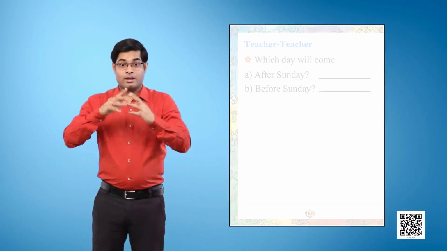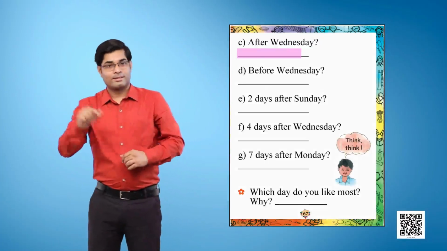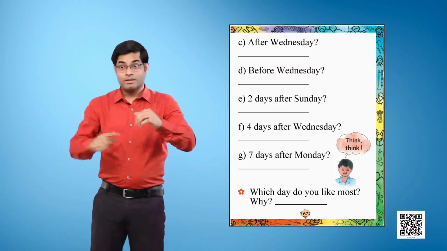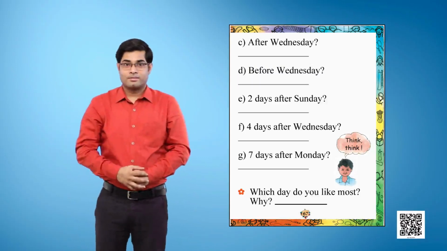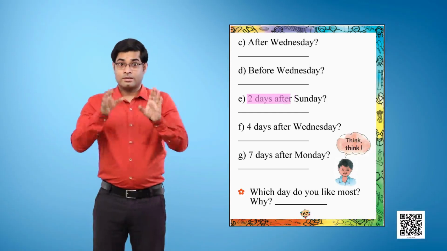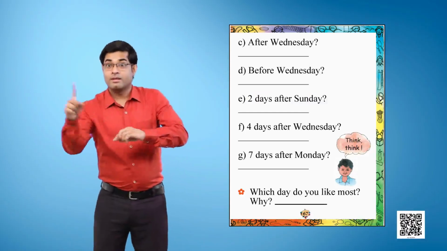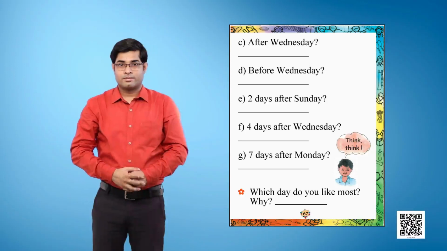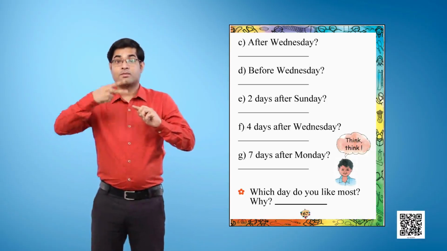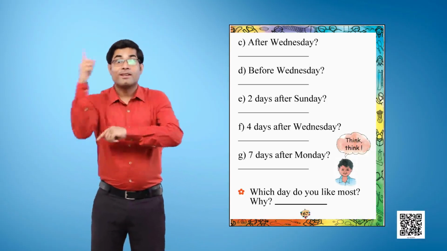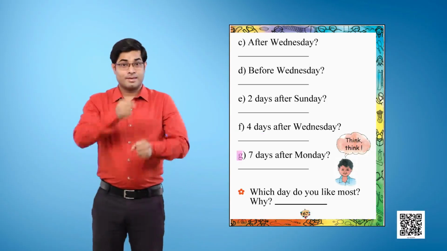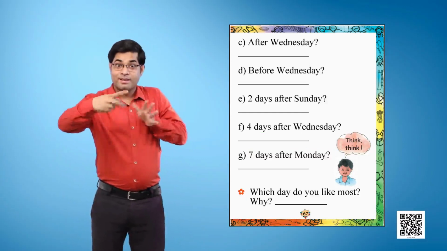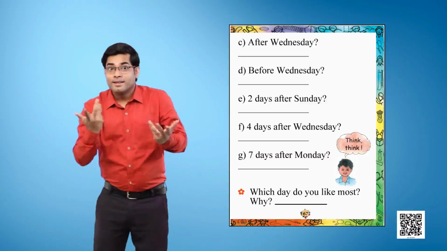Which day will come, C, after Wednesday, dash? D. Before Wednesday, dash. E. 2 days after Sunday, dash. F. 4 days after Wednesday, dash. G. 7 days after Monday, dash.